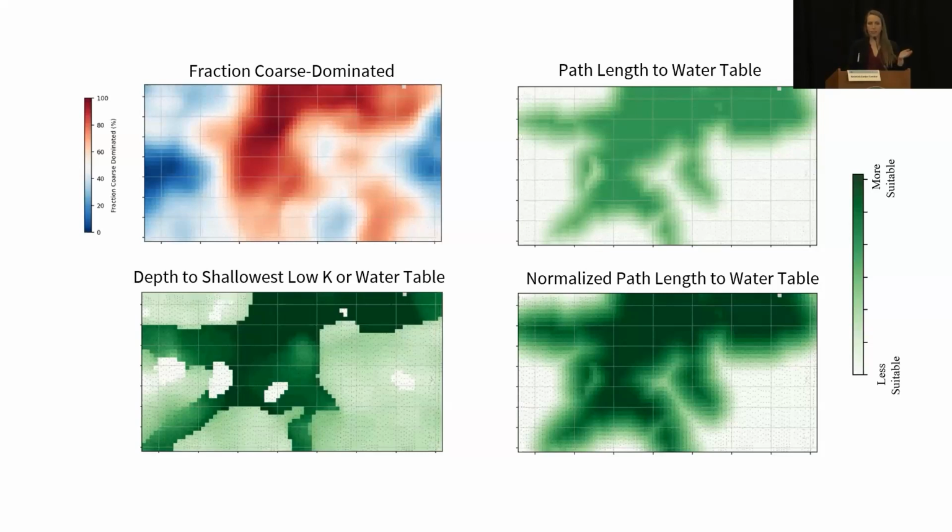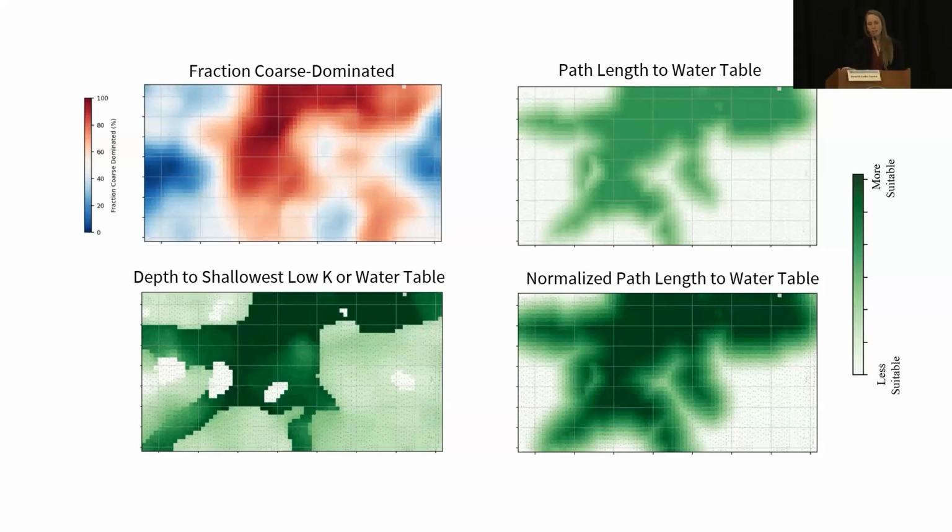Next, we have that same metric normalized by the depth of the water table. In this case, the water table is not varying over the scale of this field, but with the AEM surveys, when you're looking at basin scale maps, that can have a big impact. You can have very variable water tables.